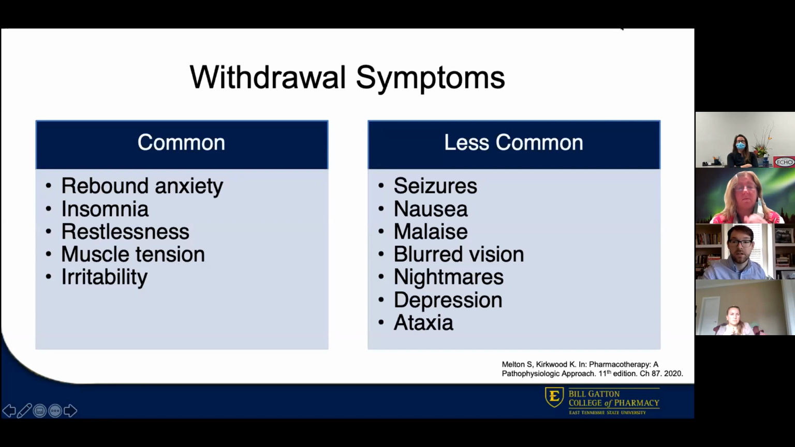So with the withdrawal, the common symptoms that you're going to see: rebound anxiety, insomnia, restlessness, muscle tension, irritability. Less commonly, you might see seizures, which are obviously very dangerous. That's different from taking somebody off of opioids, where they're not going to have a seizure or really necessarily be at risk of dying. Whereas with benzos, we really need to make sure that we are tapering them off safely so they don't experience that. And a few other symptoms are listed there that I won't read off.